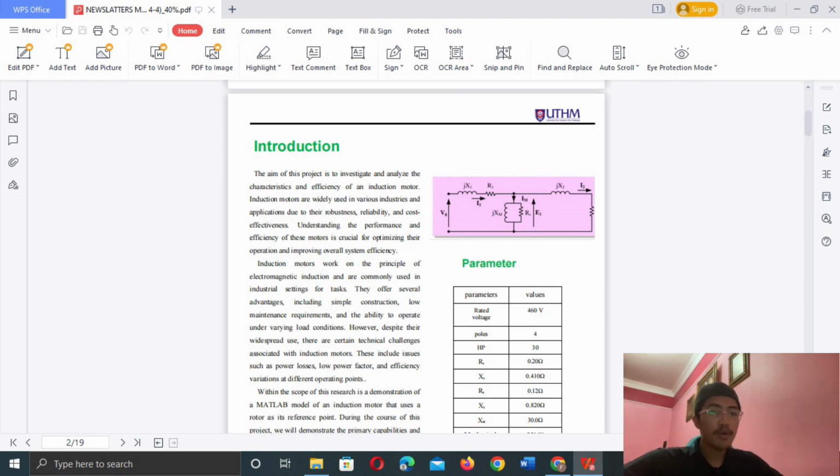Within the scope of this research is a demonstration of a MATLAB model of an induction motor that uses a rotor as its reference point during the course of this project. We will demonstrate the primary capabilities and characteristics of an induction motor while it is operating in a simulator.